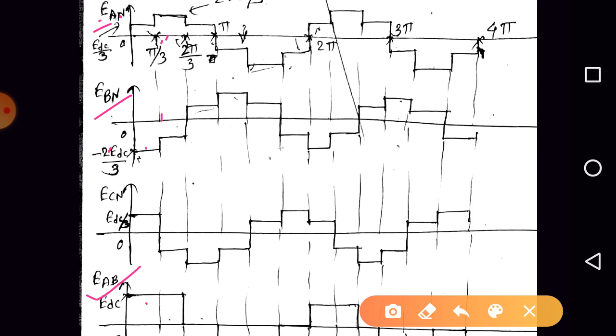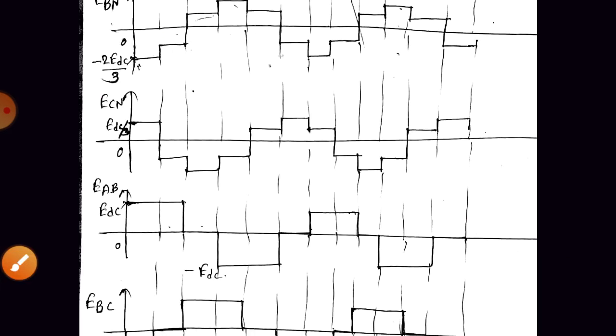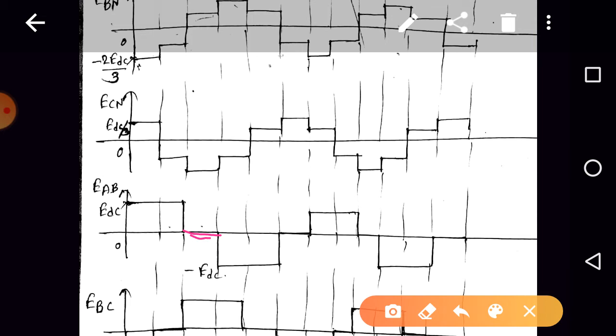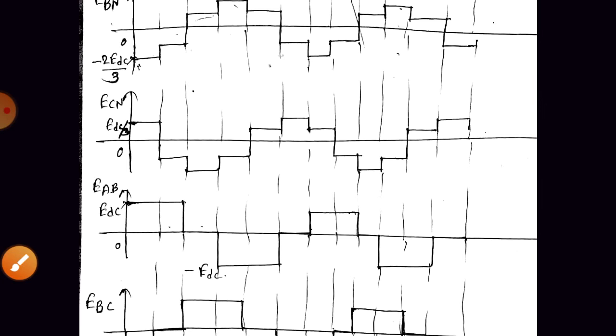During the second interval, if you check EAN minus EBN, it is 2 EDC by 3 minus of minus EDC by 3. So 2 EDC by 3 minus of minus EDC by 3 means 2 EDC by 3 plus EDC by 3. So it is again EDC. During the third interval, EAN is EDC by 3 and EBN is also EDC by 3. If you take the subtraction, EDC by 3 minus EDC by 3 will be 0, right? So during the third interval, the EAB value is 0. Are you getting the point? Similarly, we can find it for the remaining intervals.